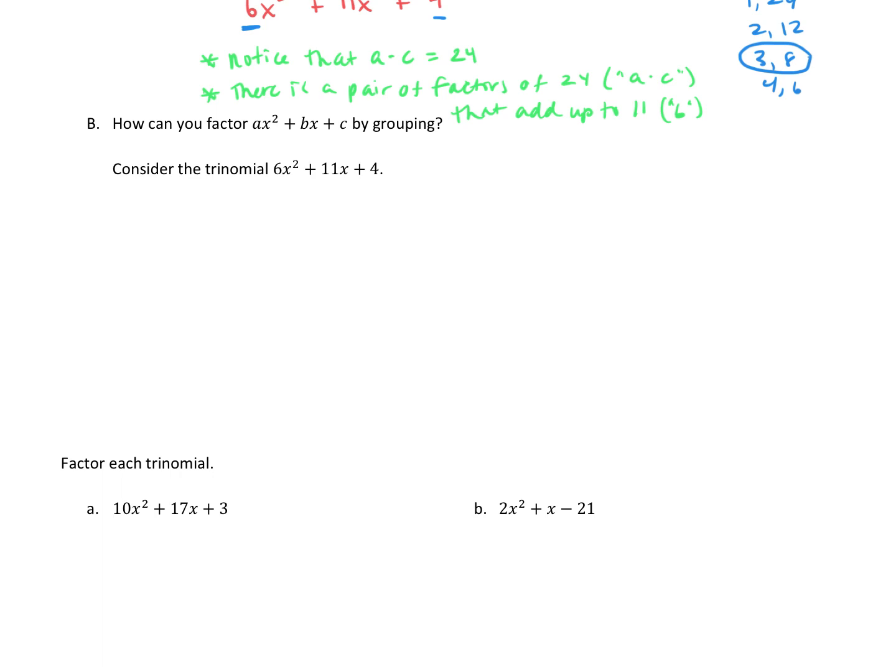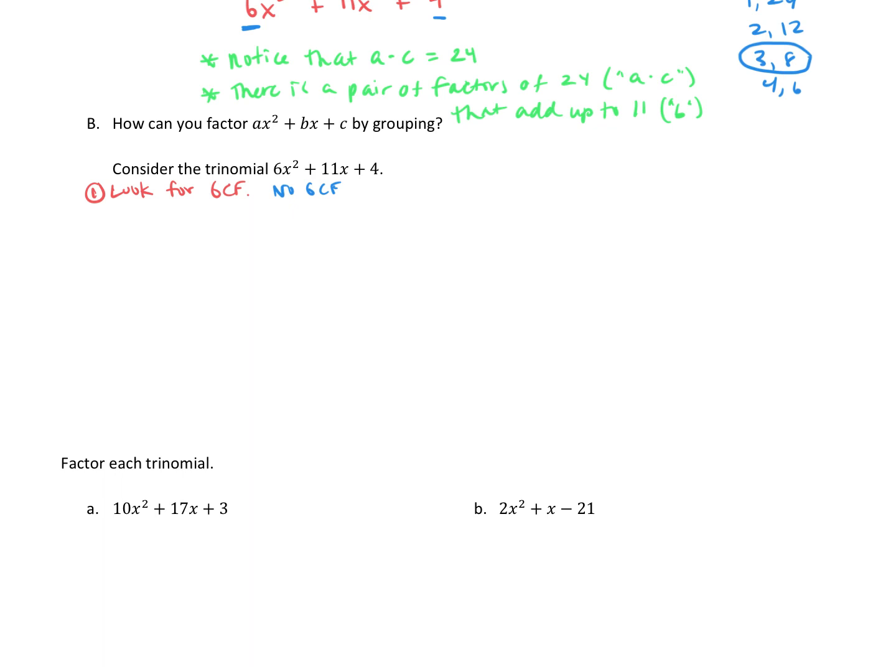Okay, so consider the trinomial 6x squared plus 11x plus 4. We're going to factor this. We're going to write out some steps actually for this factoring. First step always is to look for a GCF. Is there a GCF? 6x squared plus 11x plus 4. There is no GCF. So what do you do? How do you factor a quadratic trinomial if there's no GCF and there's a number in front of your x squared? So this is when a does not equal 1, our a value.